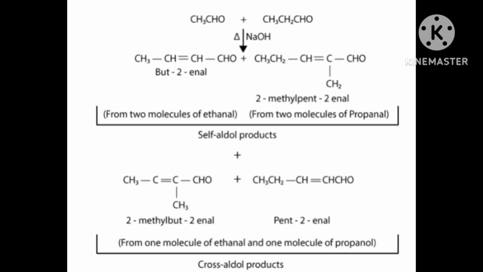This product is called the cross aldol product, because you got it through 2 different aldehydes. The alkyl group is different, that's why you got these products. This is called cross aldol. The word cross is used only when both are reacting with different alkyl groups. You got this when 1 molecule of ethanal and 1 molecule of propanal reacted.